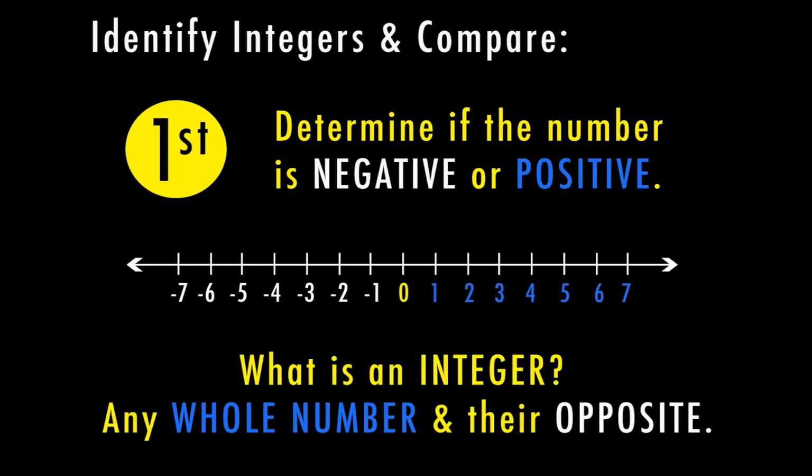What is an integer? An integer is any whole number and their opposite. So if you look at the number line here, I can pick any number here on the positive side. So let's go with the number 4. And the opposite is going to be the negative 4. So if I were to choose 7, what is the opposite of 7? That would be negative 7. And so it works that way for every positive whole number. There is an opposite, and those are all integers.